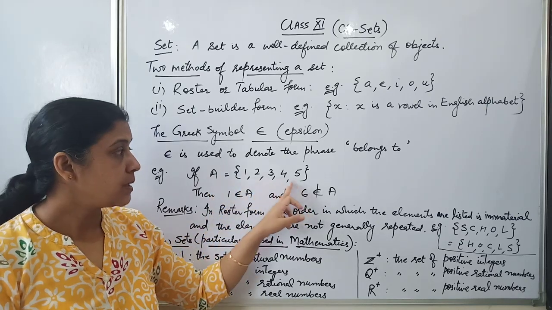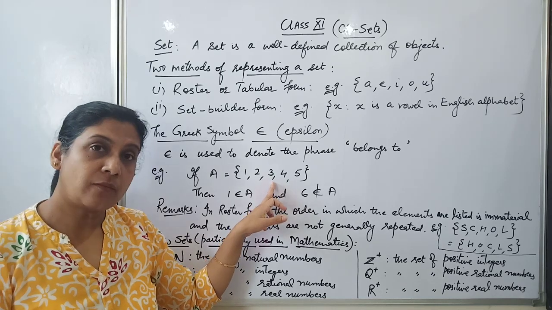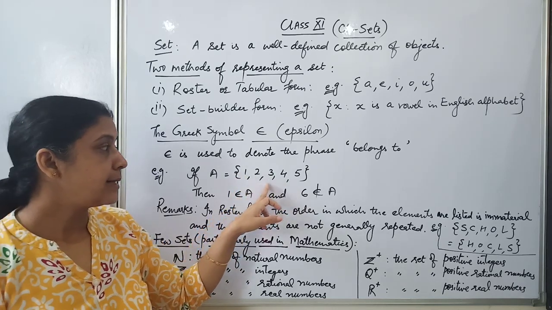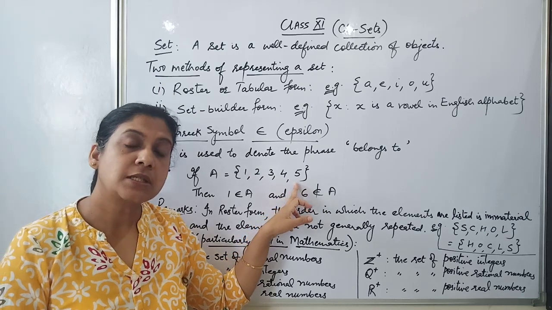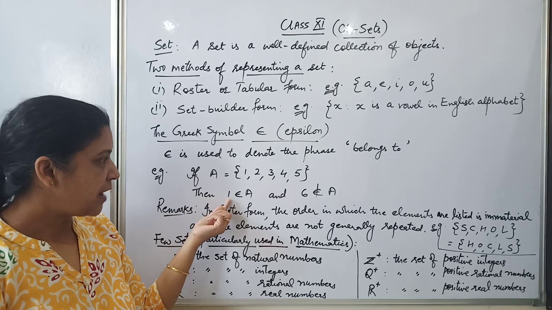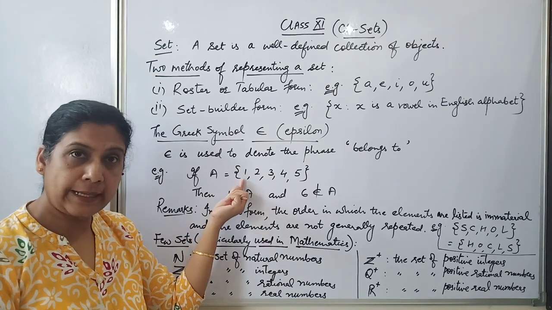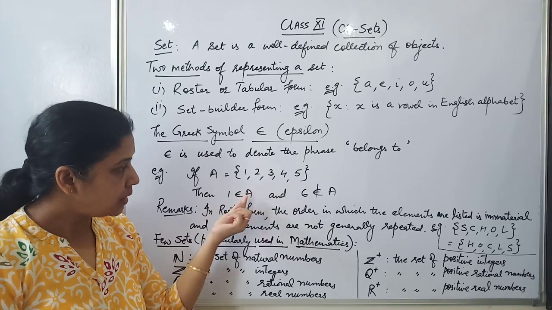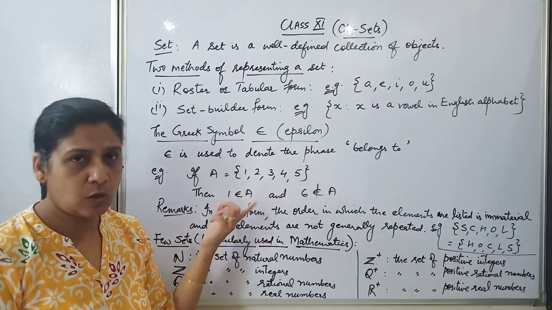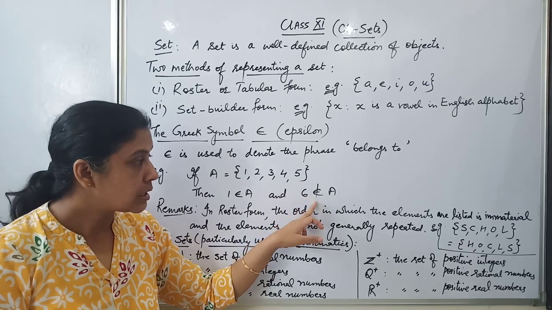This set has been written in roster form. If I ask you what is the set builder form for this, it will be x such that x is one of the first 5 natural numbers. Then obviously 1, the very first element, belongs to A because 1 is contained in A. 2 also belongs to A, 3 belongs to A, 4 belongs to A, 5 belongs to A. Yes, fine. And if I ask you 6, it does not belong to A.